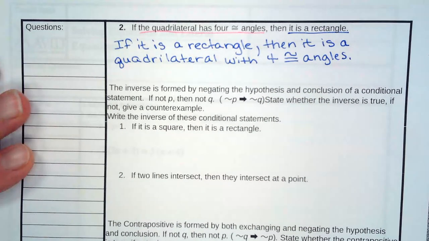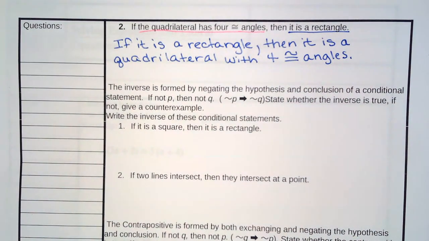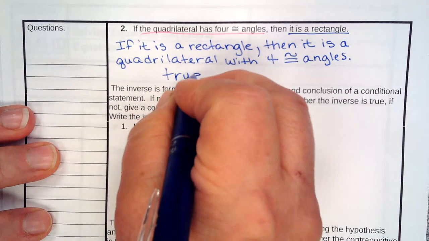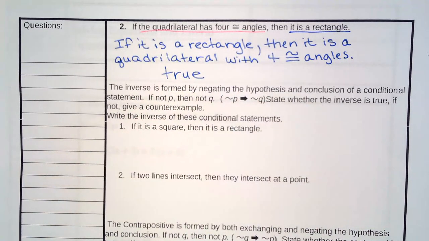Is that a true statement? What is a rectangle? It's a quadrilateral because it's got 4 sides. All of the angles are 90-degree angles, so this would be a true statement. Even if you say, what about a square? Well, a square is actually a quadrilateral. So that's how you do the converse.